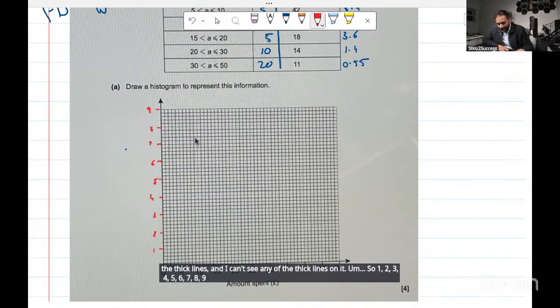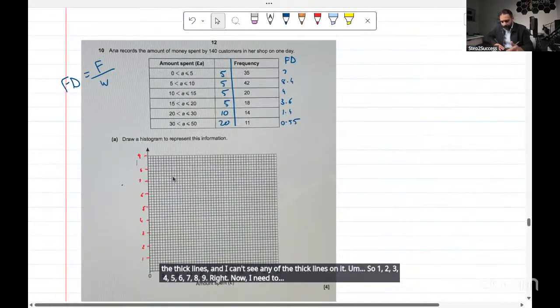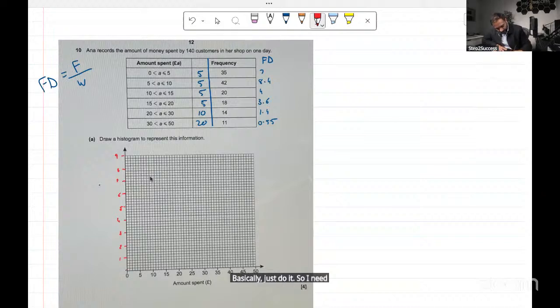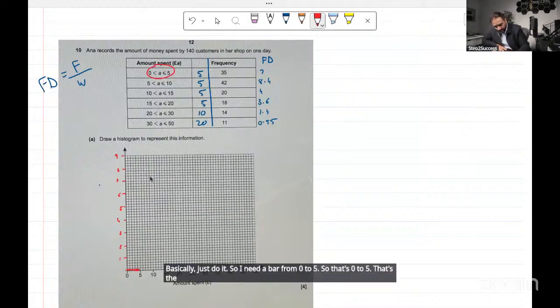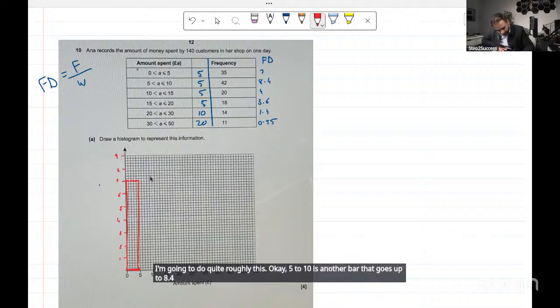Right. Now I basically just need to do it. So I need a bar from 0 to 5. That's the width of this first bar. It goes up to 7. I'm going to do this quite roughly. Okay. 5 to 10 is another bar that goes up to 8.4. 8.4 is roughly there.